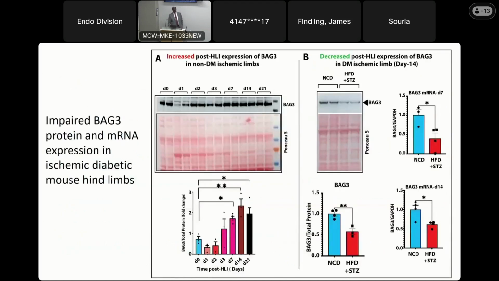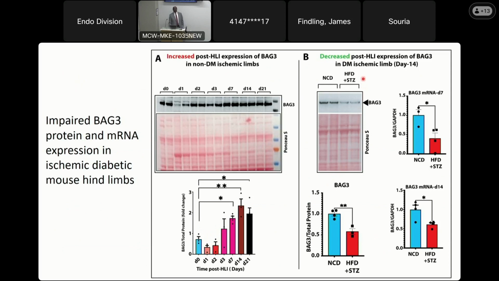So the first thing we did, trying to better understand the role of BAG3 in diabetic PAD, is do a time course of BAG3 expression in the ischemic limbs. And what you see here is there's actually less expression initially, and then there's upregulation over time with a peak expression around day 14 after the limb injury.